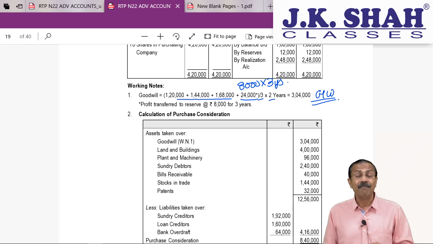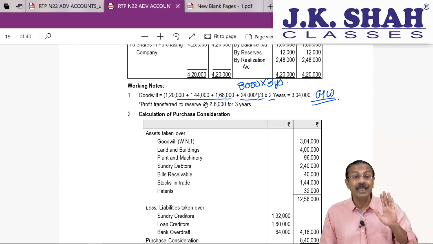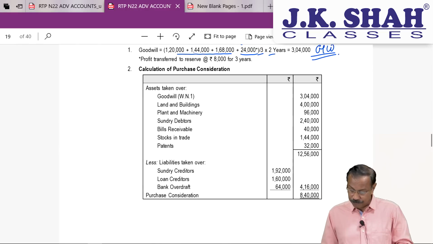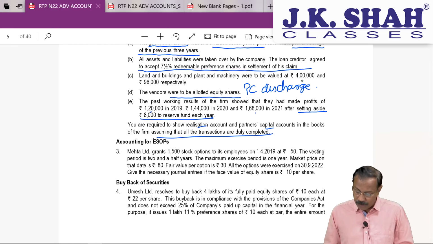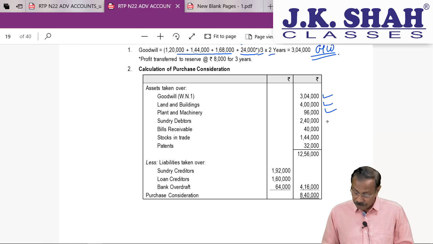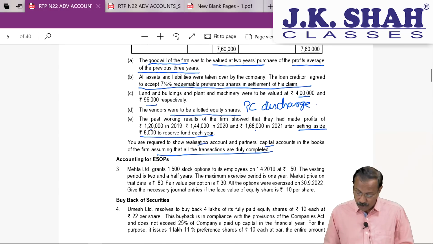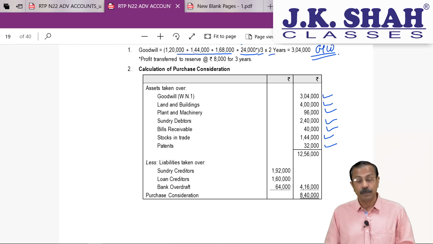3,04,000. And whenever goodwill is given or we calculate, PC will always be as per net asset method. Assets minus liabilities. So let's calculate PC now. Goodwill 304. Agreed values, remember. Land and building, plant and machinery. See, land and building 4 lakhs, plant and machinery 96,000. Debtors, bills receivable, stock and patents, revised value not given. So you will be accepting it at book values, remember.